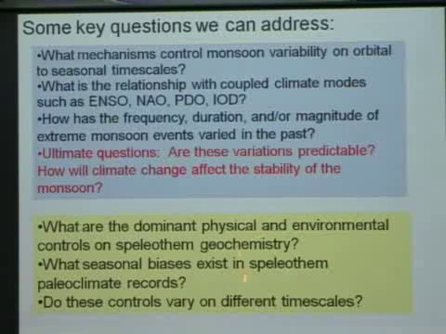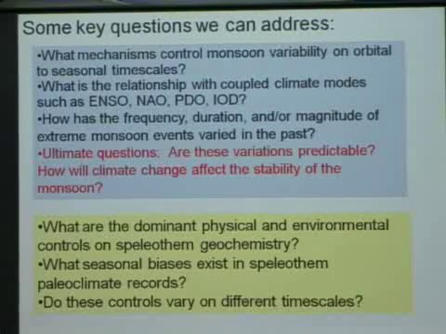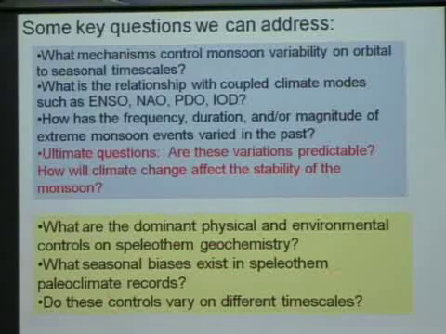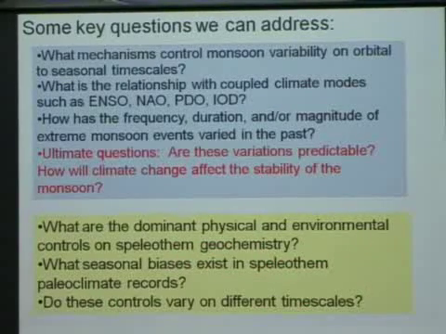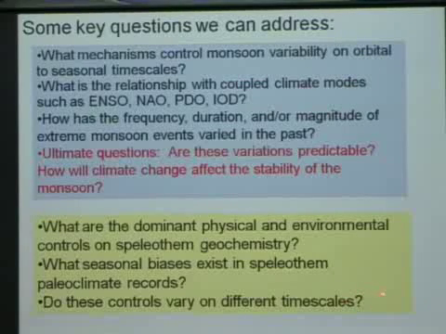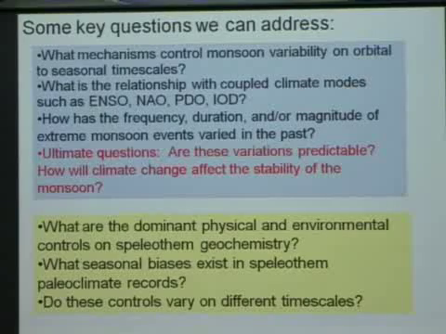So some of the questions we can ask about speleothem geochemistry with my research are: what are the main physical and environmental controls on the speleothem geochemistry? Are there seasonal biases that exist in the records? We need to identify these if so. And also, how do these controls vary when we're looking at different timescales?